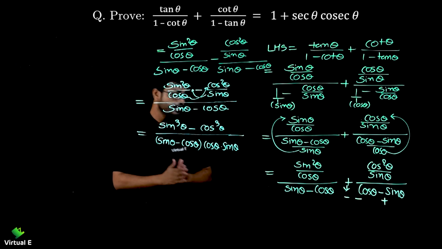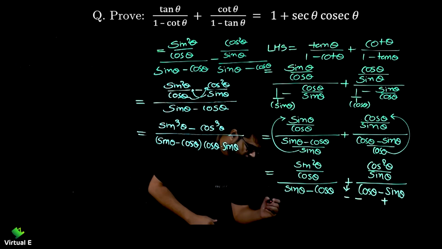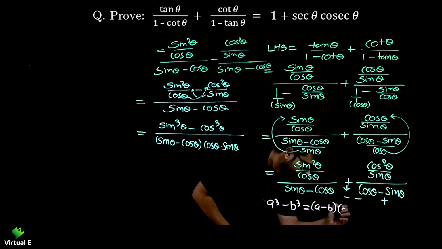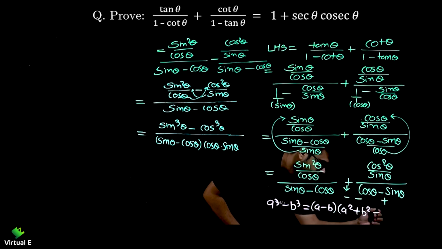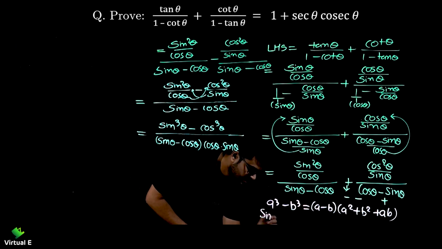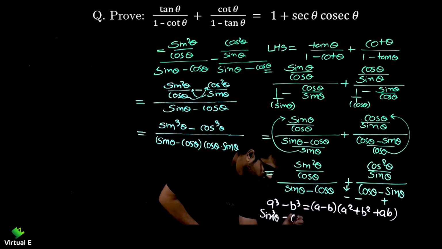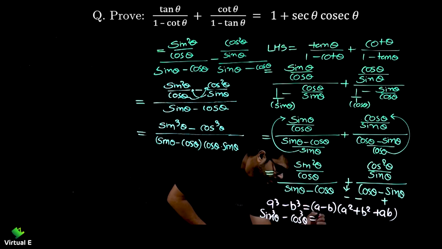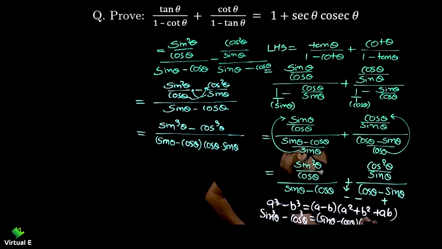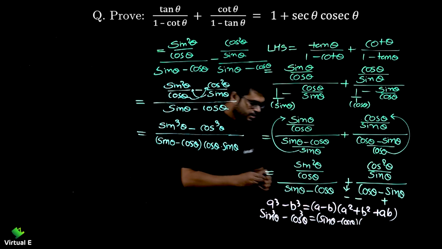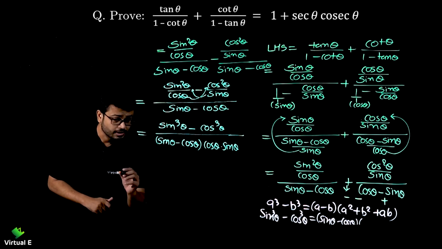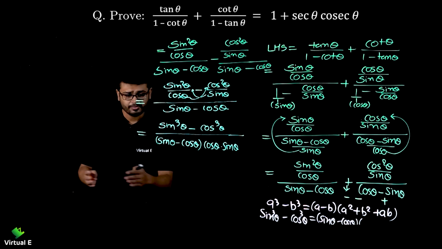We are going to use the identity a cube minus b cube is equal to a minus b into a square plus b square plus ab, right? I am going to take sin theta as a and cos theta as b. So that is sin theta minus cos theta, and here sin square theta plus cos square theta plus the product. Let's do it. It's very confusing when I speak.